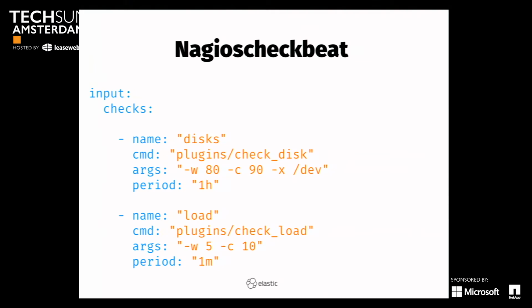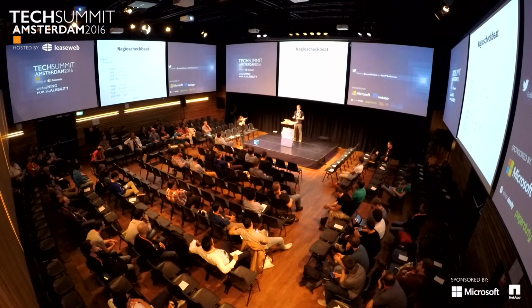So if you want to check how much disk space you have available, you probably want to query that every hour. That's what the top check does. The bottom one does a load check every minute, and the result is sent over to Elasticsearch and stored there.